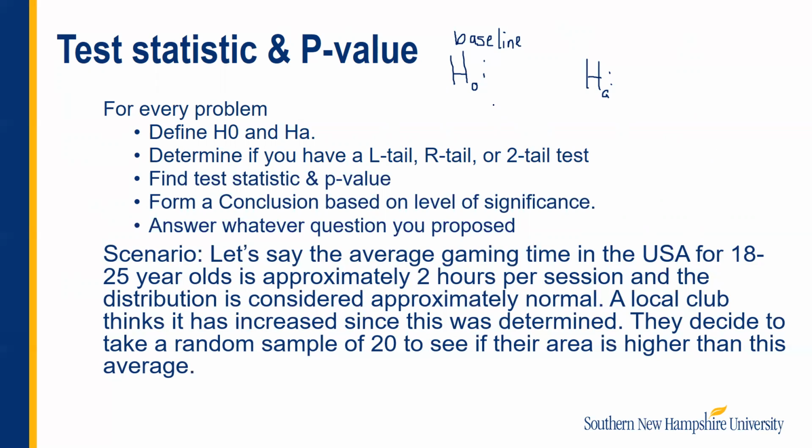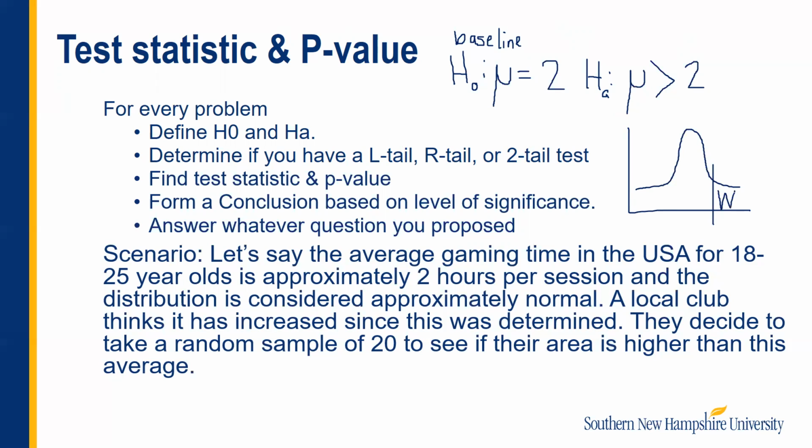So in the null, we have the baseline, and the baseline said that the average video gaming time is 2 hours per session. And the alternate says that they think it's gotten bigger, greater than 2 since then. So greater than 2, they think that it's more than 2, over here somewhere, bigger than 2. So that would be a right tail test.